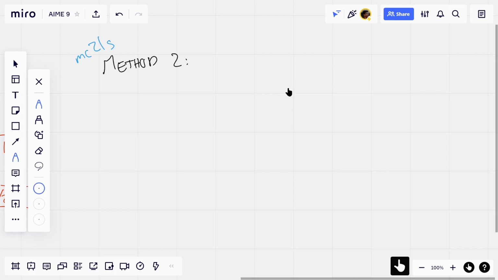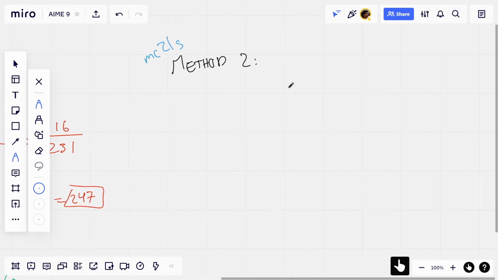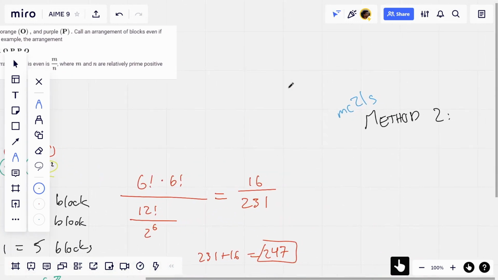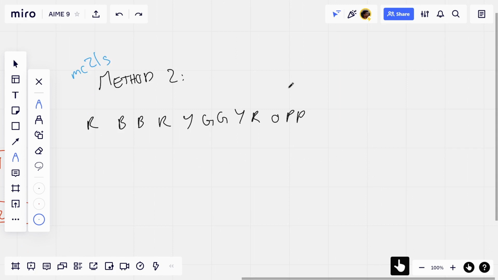Let's say that we're given an arrangement of blocks, and we want to determine whether it's even. So I'm going to take the example again. So that's R B B R Y G G Y R O P P O. So we're going to ask ourselves how we can determine whether this sequence is even. Well, let's take a look at this.